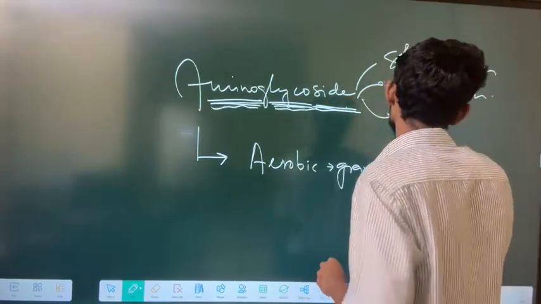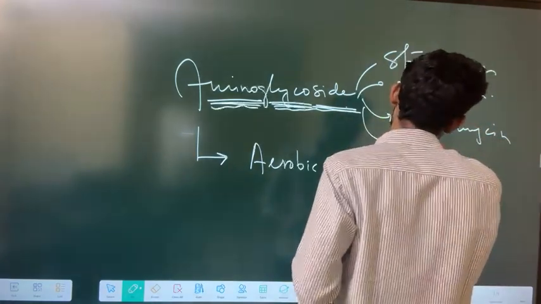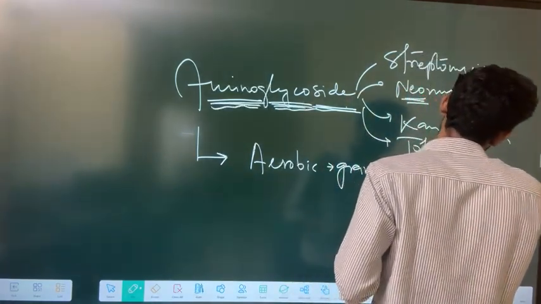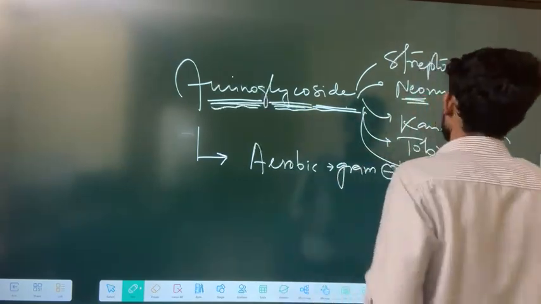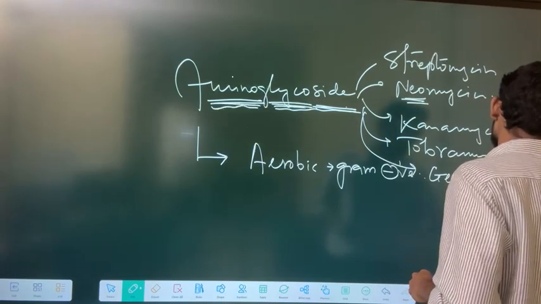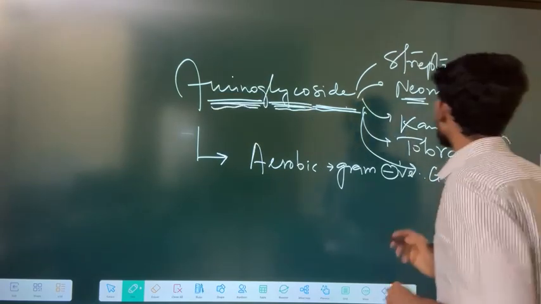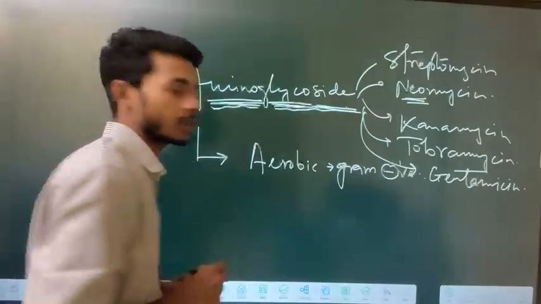Streptomycin, neomycin, then kanamycin, then tobramycin. This tobramycin is very importantly used, and then gentamicin. These are the most important drugs that come under the class of aminoglycoside.